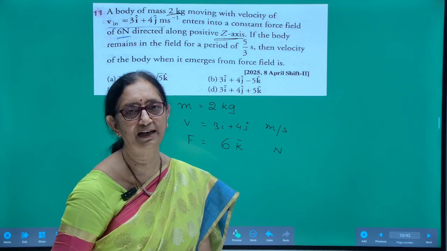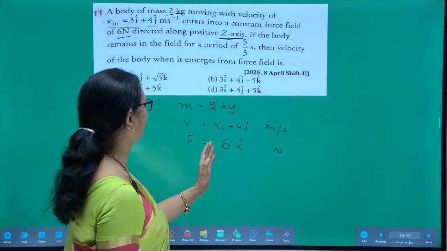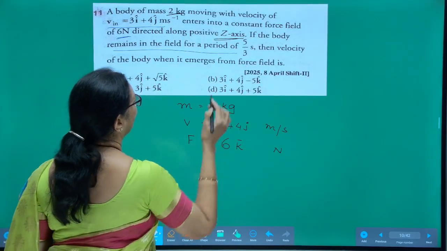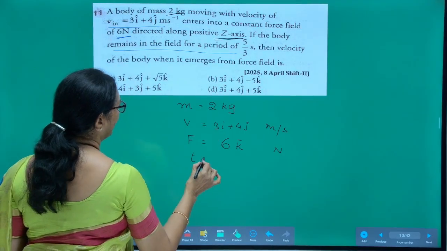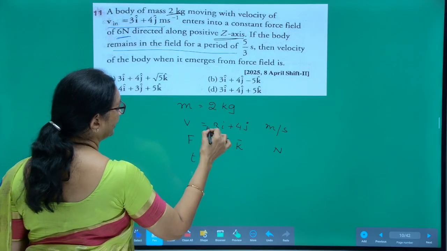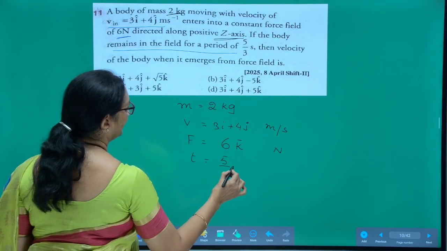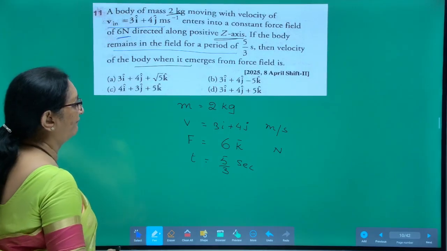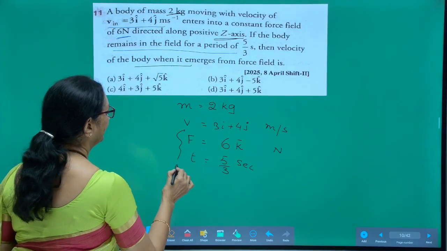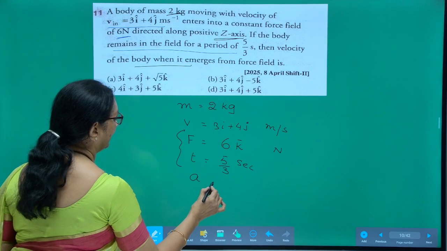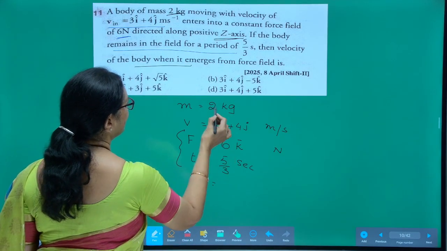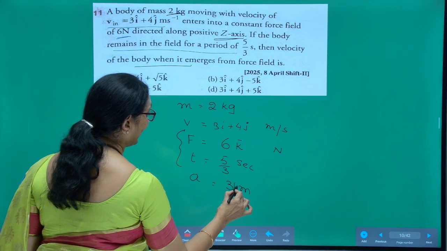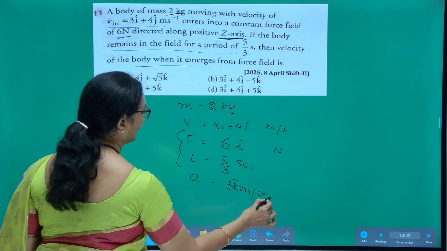That means the unit vector along z axis is k bar. So, F is equal to 6 k bar. The body remains in the field for a period of 5/3 seconds. Force acts on the body for about 5/3 seconds. Then what is the velocity of the body when it emerges? So, here acceleration is F by m, 6 by 2, this is 3 k bar meter per second square.